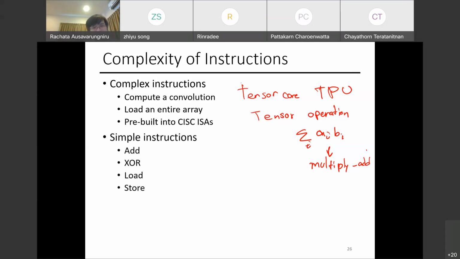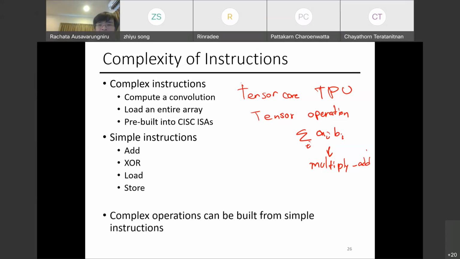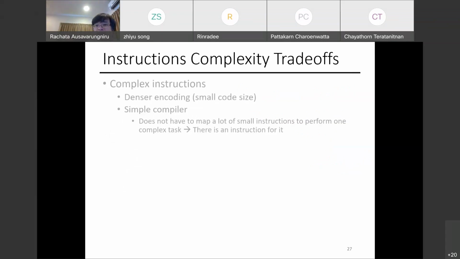You can have simple instructions. I just say, hey, I want to support add, XOR, load, and store, and that's it. The rest, if you want to do sum of AI multiplied by BI, write a program to do that, right? Write code to do that. So I can go both directions. It's the choice of the designer and also depends on the application, right? Or you can do a mix of the two. Complex operations can always be built from simple instructions, right? So that's the trade-off regarding instruction complexity.